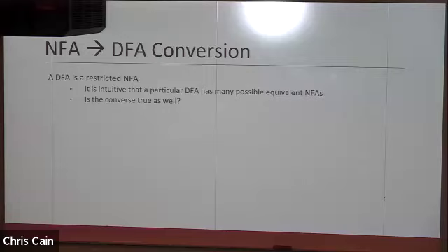So if a particular DFA has many possible NFAs, the converse would say, if we have an NFA, do we have many possible DFAs? Yeah, that actually ends up being true. For a particular NFA, it will collapse itself into one possible DFA.